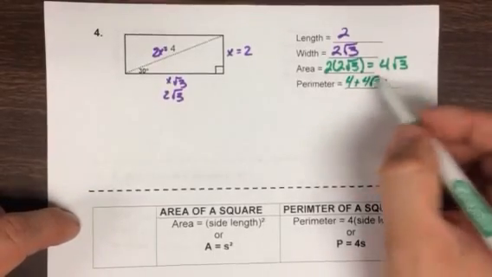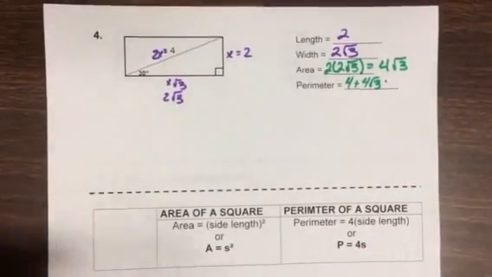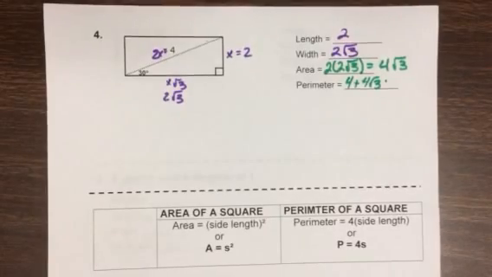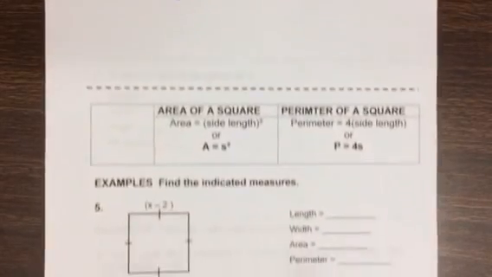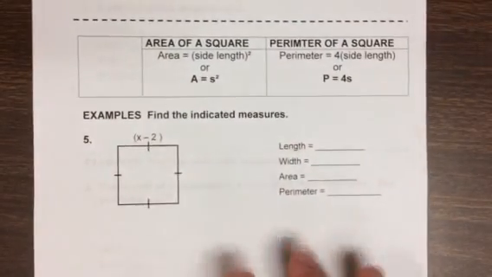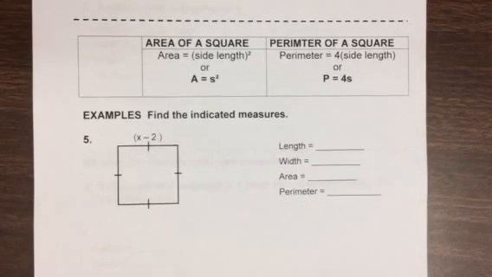Right now, I do not want you to put that in the calculator. I want you to leave it just like that. So looking down below, area of a square. Now a square is a rectangle, but not all rectangles are squares. I'm saying that for the purpose of this.